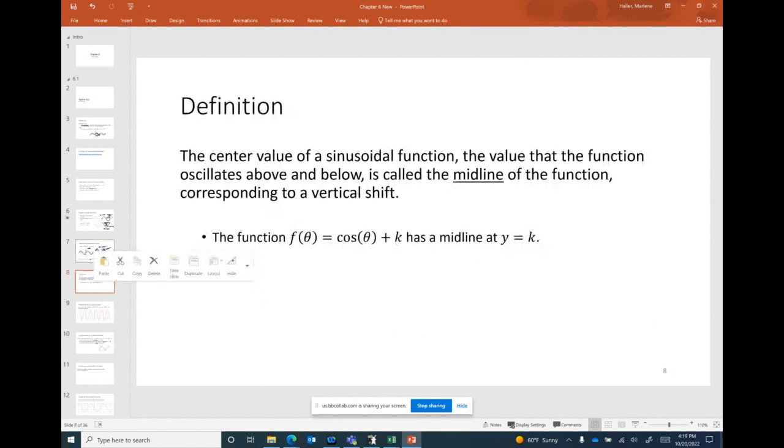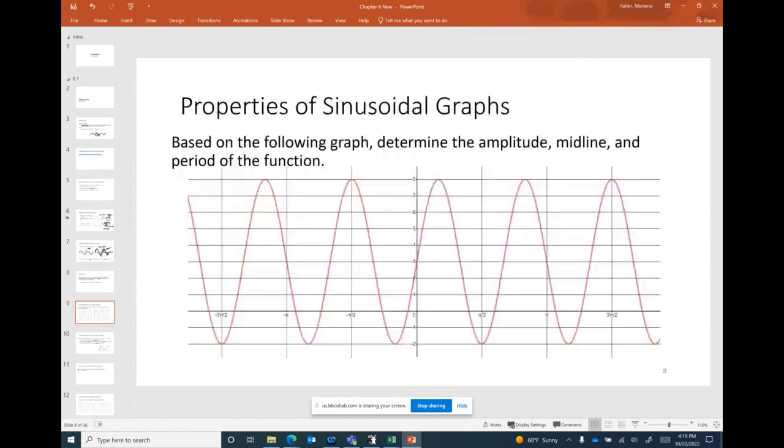All right. So the midline of the function corresponds to the vertical shift. It tells us what that vertical shift is going to be. Normally it's 0, because y equals 0 is the midline. But if we moved it up 1, the new midline would be y equals 1. Okay. All right, so look at this graph here. Let's see if we can determine the amplitude, midline, and period of this particular function that's graphed here in red.